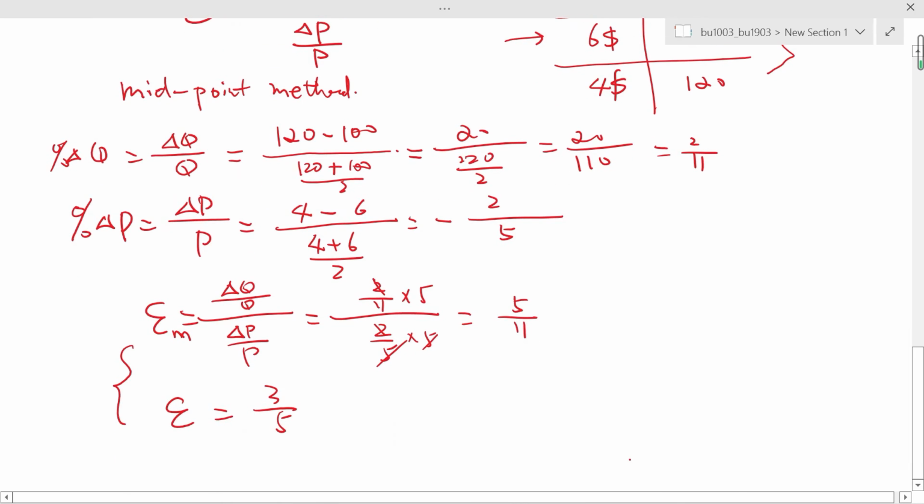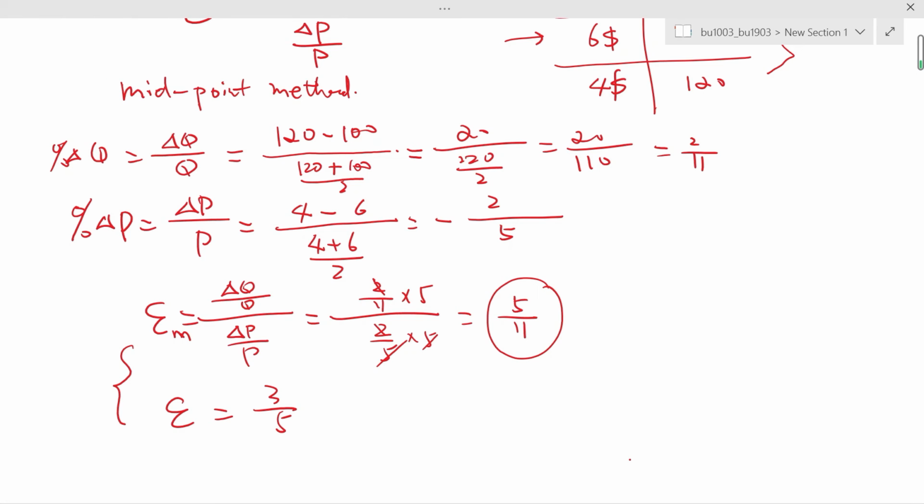And the interpretation of this number is exactly the same. It says that if price increases by 1%, the quantity demanded will decrease by 5 over 11%. So it's still less than 1%. So demand is inelastic here.